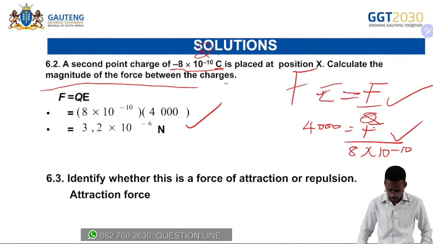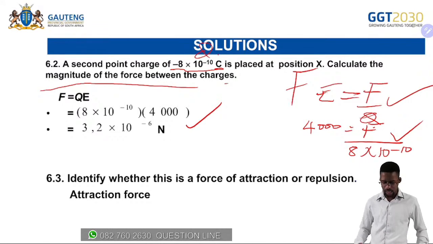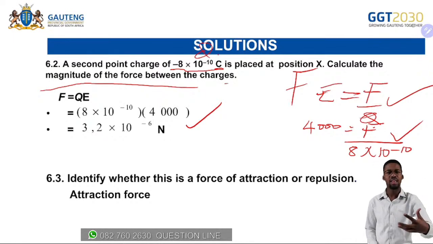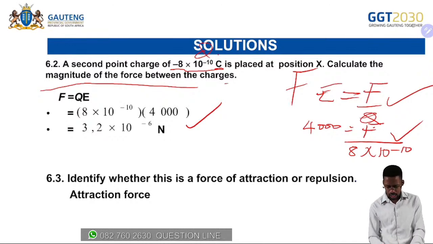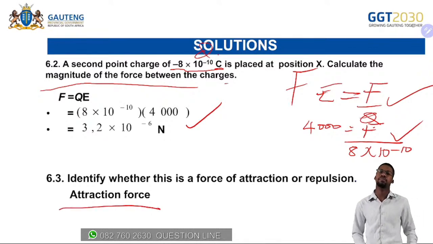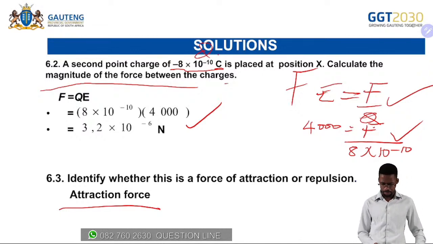So the question then asks you, for this scenario, identify whether this is a force of attraction or repulsion. So you have a negative charge that interacts with a positive charge. You need to recall what you have done even from grade 10. That like charges, what do they do? They repel. Unlike charges, what do they do? They attract. So positive and negative, what do they do? They attract. So your answer will be attraction force. So this is how you respond to a question.